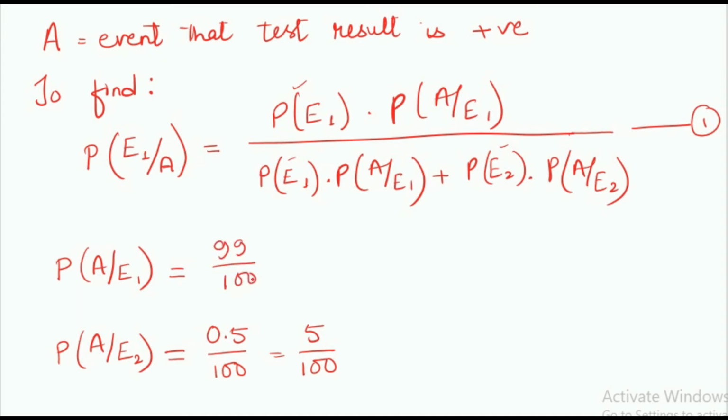Read the question nicely, you will find out. 99% means 99 by 100. This is 1000 here. So 99 by 100 of the time you will get the test positive for a sick person. Now let's substitute.